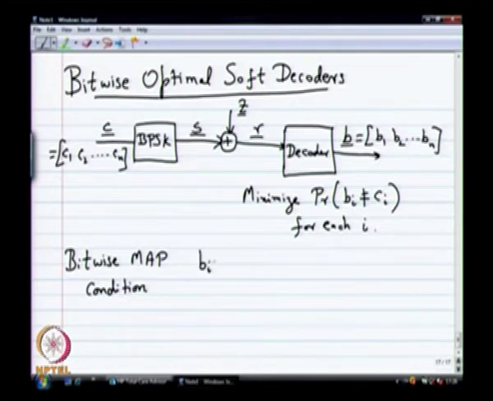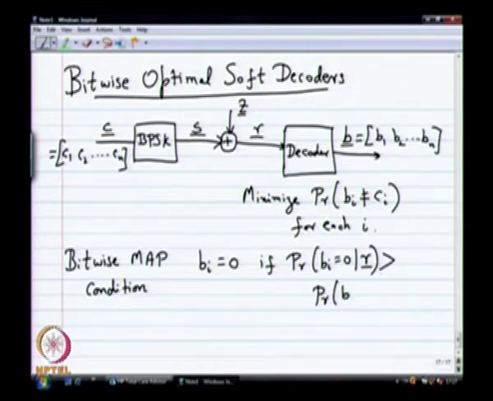You basically say Bi is 0 if the probability that Bi is 0 given R is greater than the probability that Bi is 1 given R. Okay, and you say Bi is 1 otherwise. It is very simple. I mean, you can use similar arguments to before to show that the decision you have to make is like this.